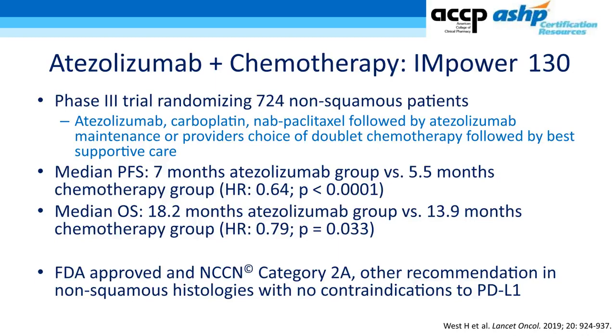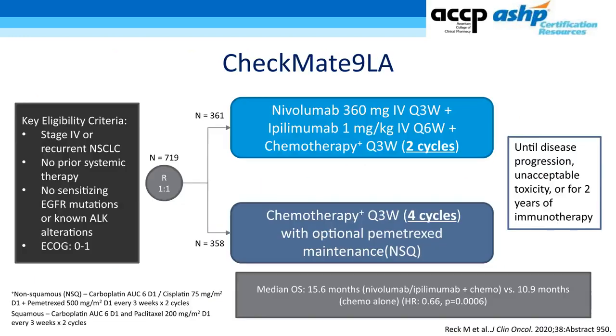You'll note that this progression-free survival was not as significant in comparison to our other trials like our immunotherapy monotherapy option. The median overall survival observed with atezolizumab was 18.2 months compared to 13.9 months. This did allow for FDA approval and again highlighting NCCN Category 2A other recommendation in non-squamous histologies with no contraindications to immunotherapy.